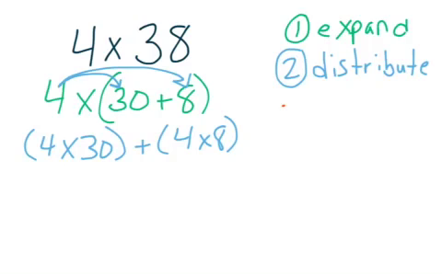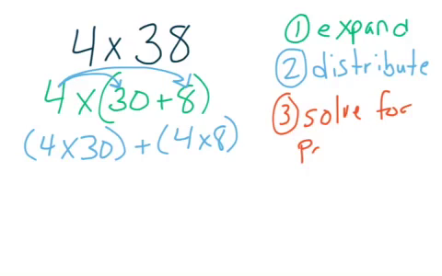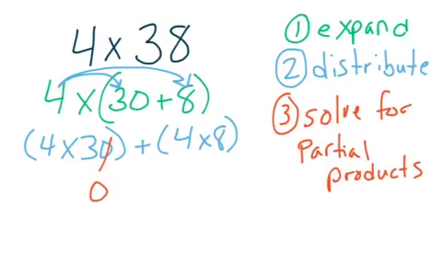Now, our third step was to solve for our partial products. And all that means is we're going to solve for each of these pieces of our bigger multiplication problem. So we're going to solve 4 times 30 and 4 times 8. 4 times 30, 4 times 3 is 12. I crossed out this 0 and brought it down, so I didn't even have to worry about it. I'm just worried about my basic fact. Plus 4 times 8 is 32.